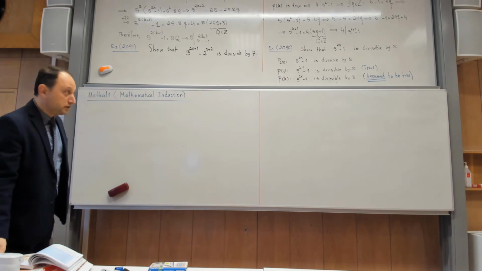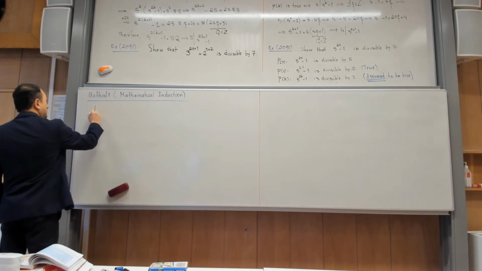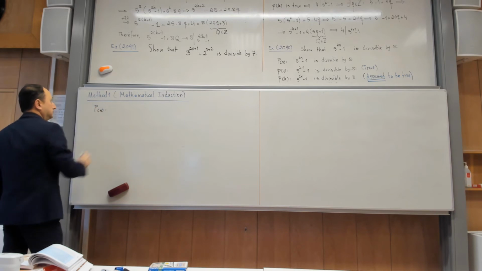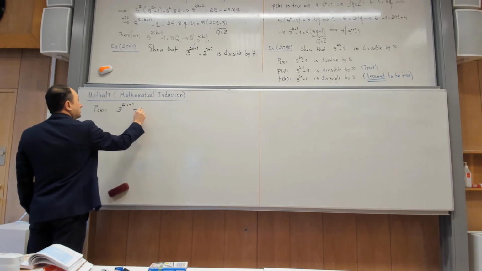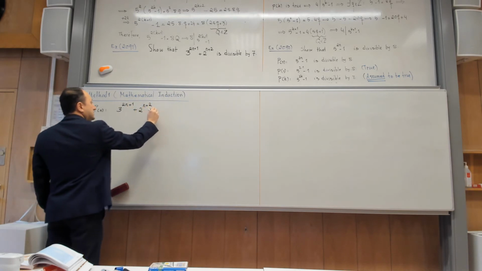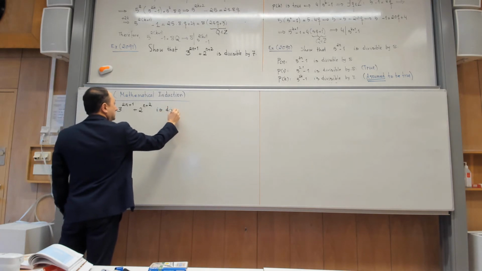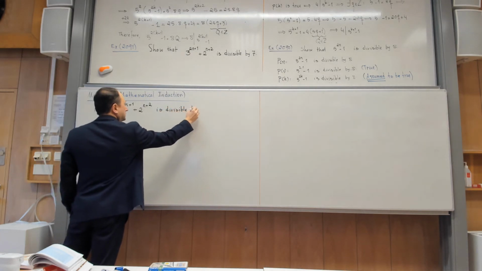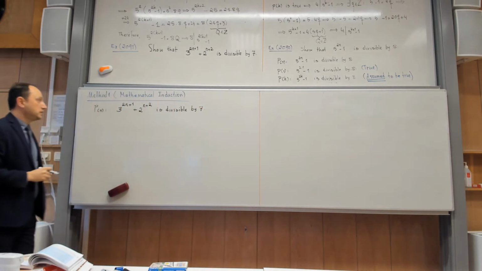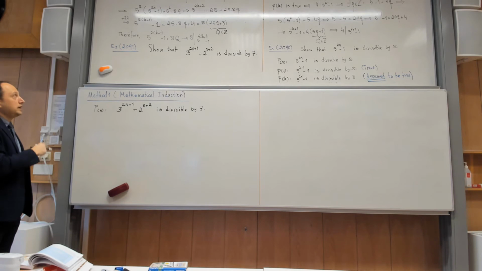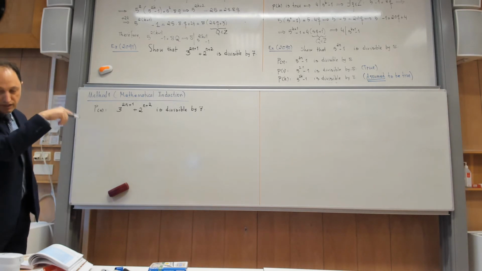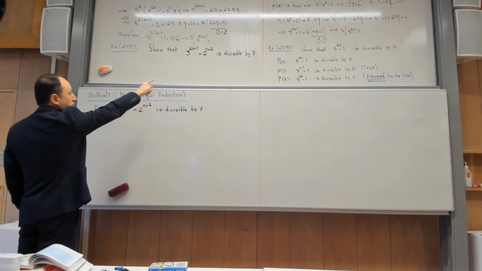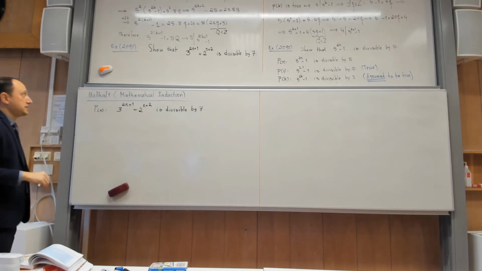So how should I do that? Okay, what is my statement? Let me be specific again. P of n: 3 to the power of 2n plus 1 plus 2 to the power of n plus 2 is divisible by 7. This is the statement that I am claiming to be true for every natural number. By the way, they have written n belongs to N. So I should write, show that this is divisible by 7 for all natural numbers n.